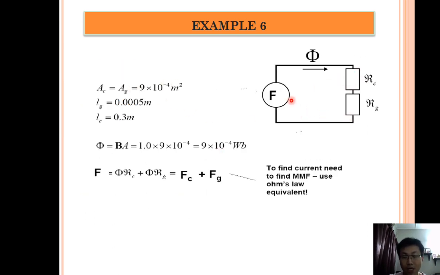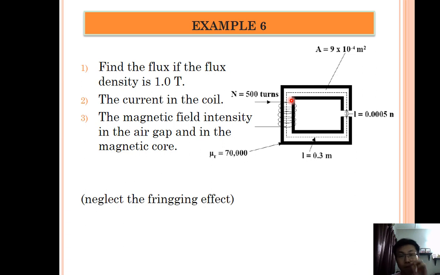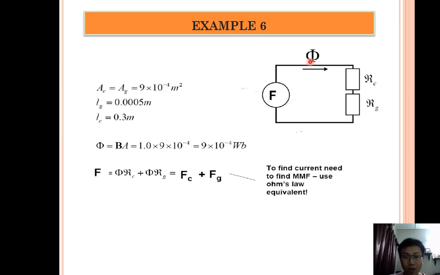Also, the first thing we must do is put this into a magnetic circuit. So we put in the MMF F, plus at the top, minus at the bottom. Then flowing through RC, where RC means the reluctance of the coil, and then RG is the reluctance of the air gap. So we have two reluctances, and then there is flux flowing through these.